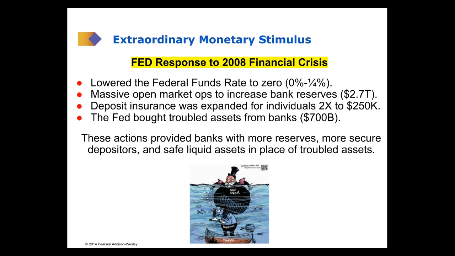And then the Fed bought almost $700 or $800 billion of troubled assets from banks. So banks had made some bad decisions, made some bad loans. In retrospect, it was obvious. The Fed bought them as a way of trying to shore up the banking system. So these actions provided the banks with more reserves. They had a better quality of deposits, and they were able to get rid of the risky or bad assets.